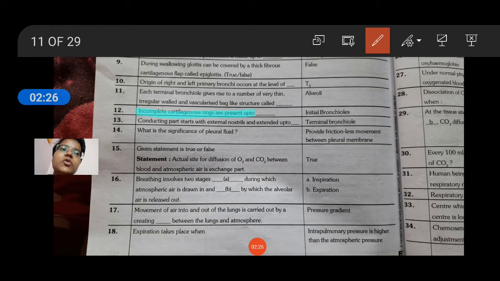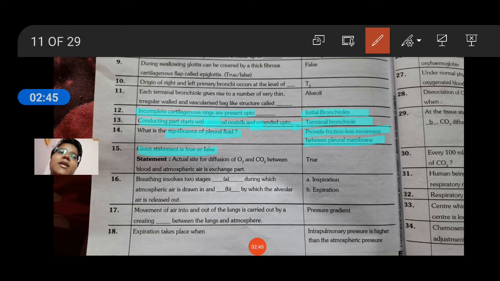Incomplete cartilaginous rings are present up to the initial bronchioles. The conducting part starts with the external nostrils and extends up to the terminal bronchioles. What is the significance of pleural fluid? It provides frictionless movement between the pleural membranes.